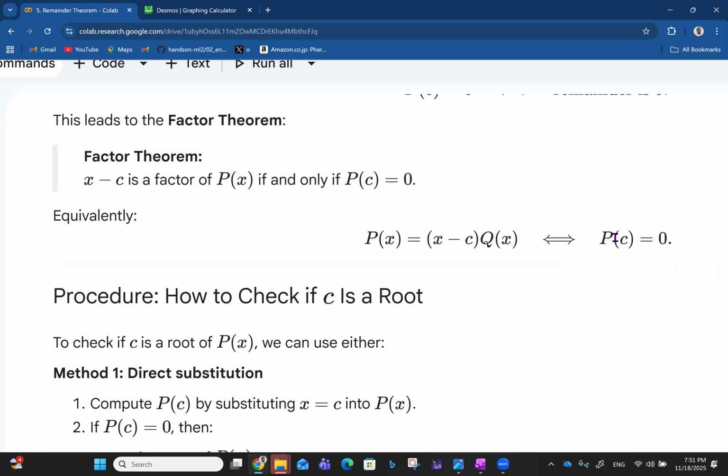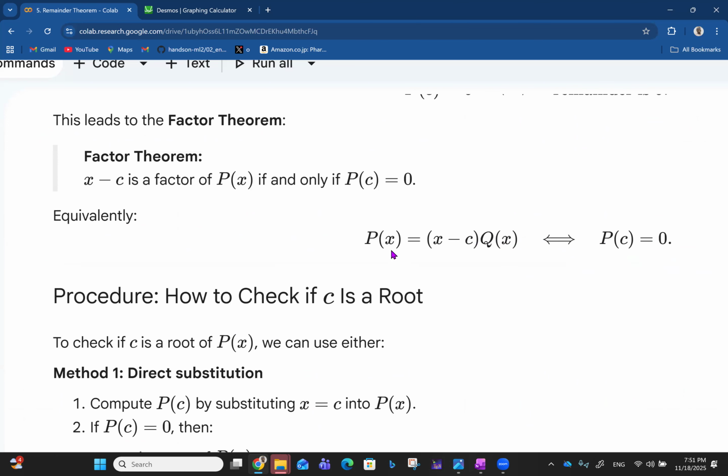So this implies basically that P of c is equal to 0 in that case, okay? Because if you put C here, P of C equals C minus C, so that's 0 times Q of X. So P of C is simply 0. So the procedure, how to check if C is a root, right?